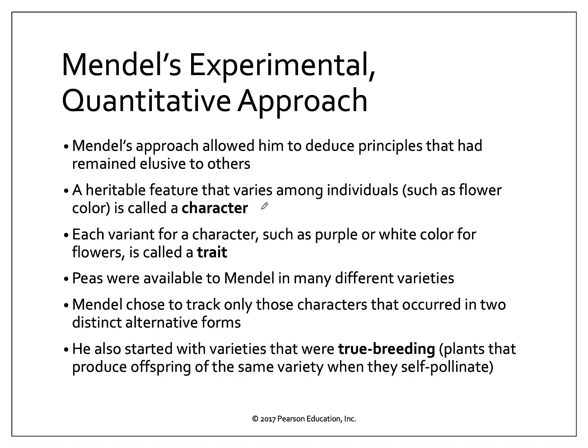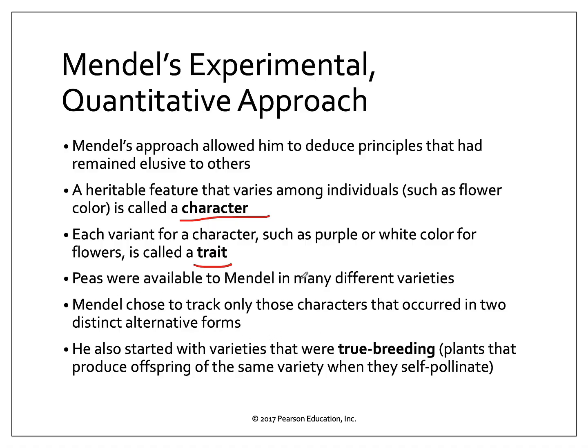So here are some terms that we need to clarify. A character is some kind of heritable feature. In the plants, Mendel looked at several different characters. A character could be the flower color. Is the plant tall? A character can have many different variants. Each variant is called a trait. So if the character is flower color, there are several different traits. It could be a purple flower or a white flower. So Mendel was able to track the occurrence of these specific traits over many different generations.